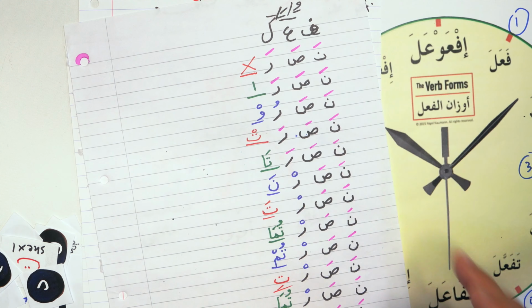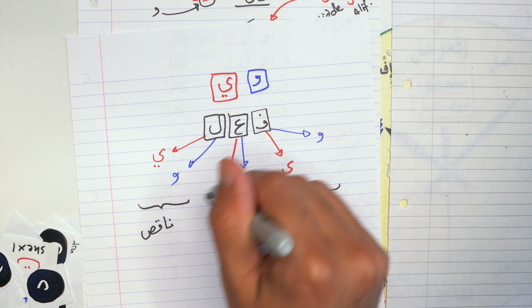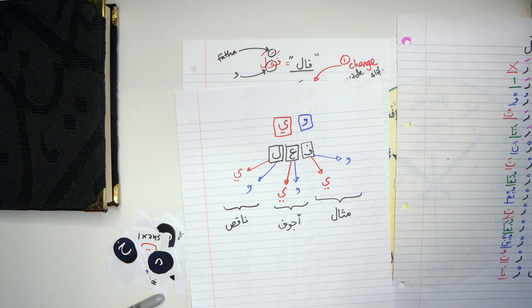Remember we did nasara or something like that. Just basically all the same. Ajwaf and naqis are the ones which are going to be affected. So you need to know about the ajwaf rule. The one that we did last lesson is called ajwaf wawi, and it has a fatha.